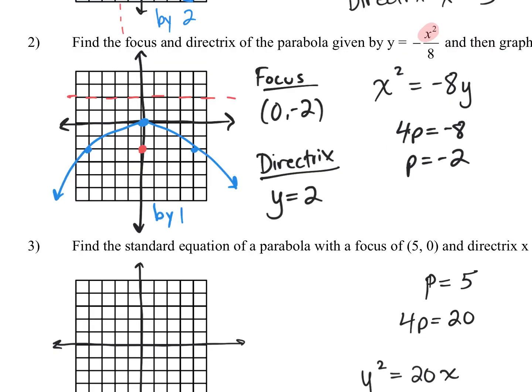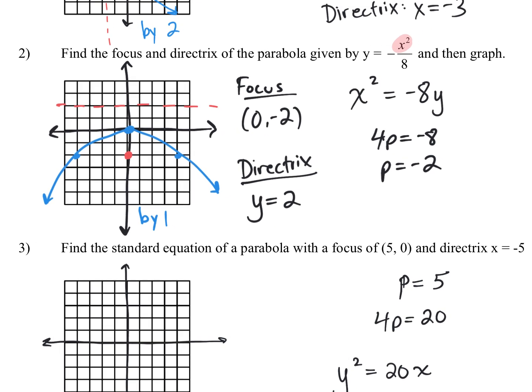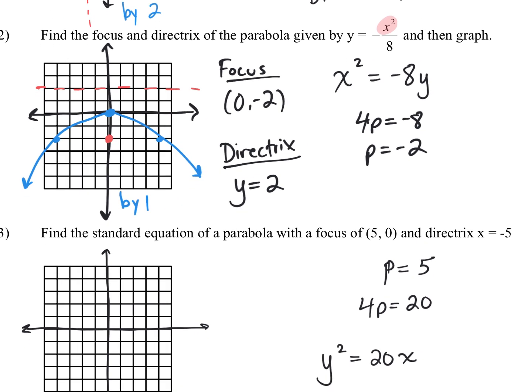All right, team, we are back. Here is my work on example 2. The first step I took was I multiplied both sides by -8. Remember, we like our squared term, in this case the x squared, to be by itself in these equations. So I multiplied by -8 to create that. I then find my p-value. That -8 is now representing 4p. So I'm left with a -2 for p.